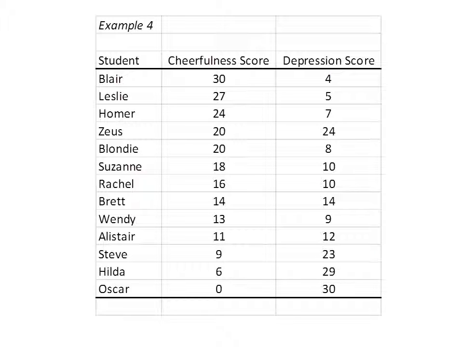Now we can look at example 4. Now, sometimes relationships are inverse, and we've been looking at positive and direct. So now let's talk about inverse. So on this example, there are scores on the variables of cheerfulness and depression. So you have a cheerfulness score and a depression score.